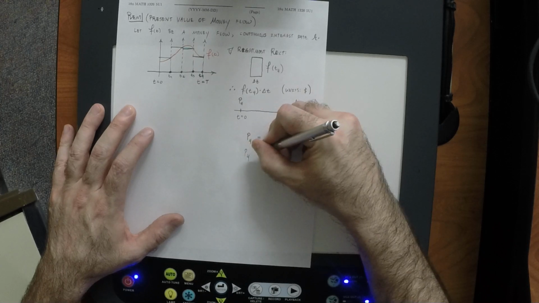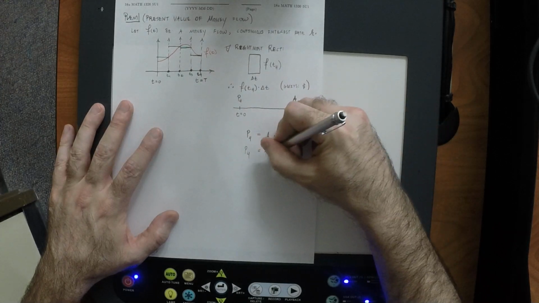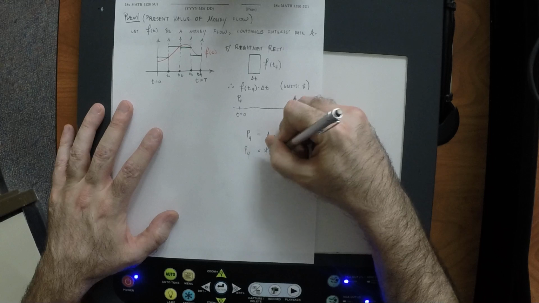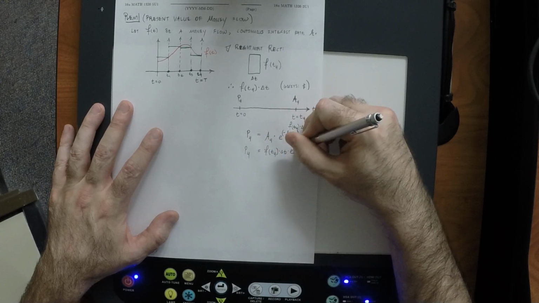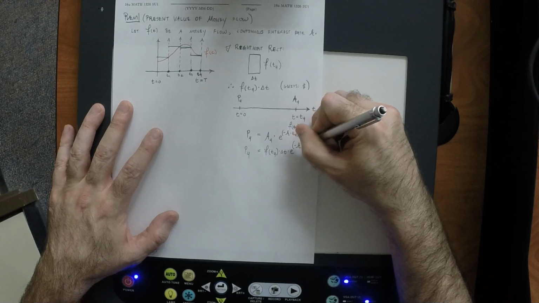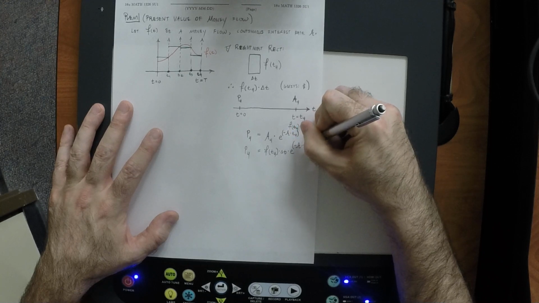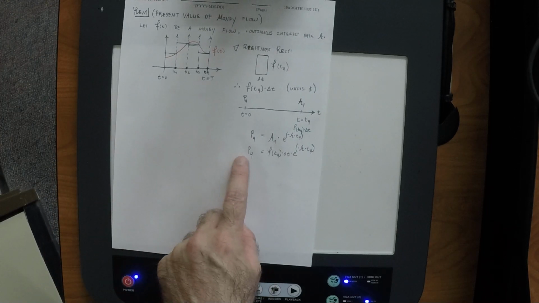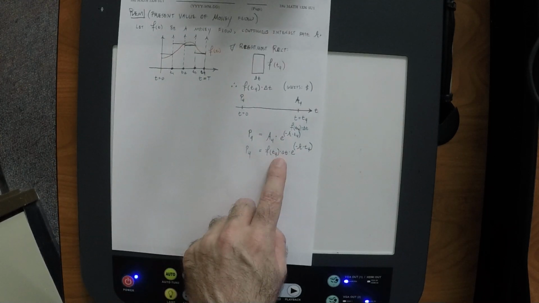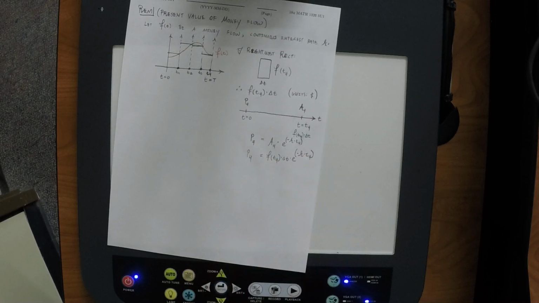So P4 then would be f of T4 delta T exponential of negative R T4. And the 4s just indicate that it's the fourth present value, the fourth time, like that. Okay?